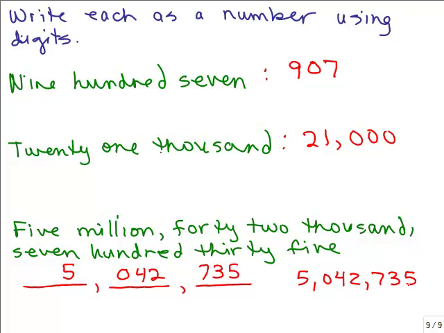So that number we would just write 5,042,735. And by the way, I'm writing it the way we do this in the United States. I know in some countries they put dots here instead of commas, but we use commas. All right, so now you know how to write numbers using digits, and also you know how to take numbers that are in digits and write it out in words.